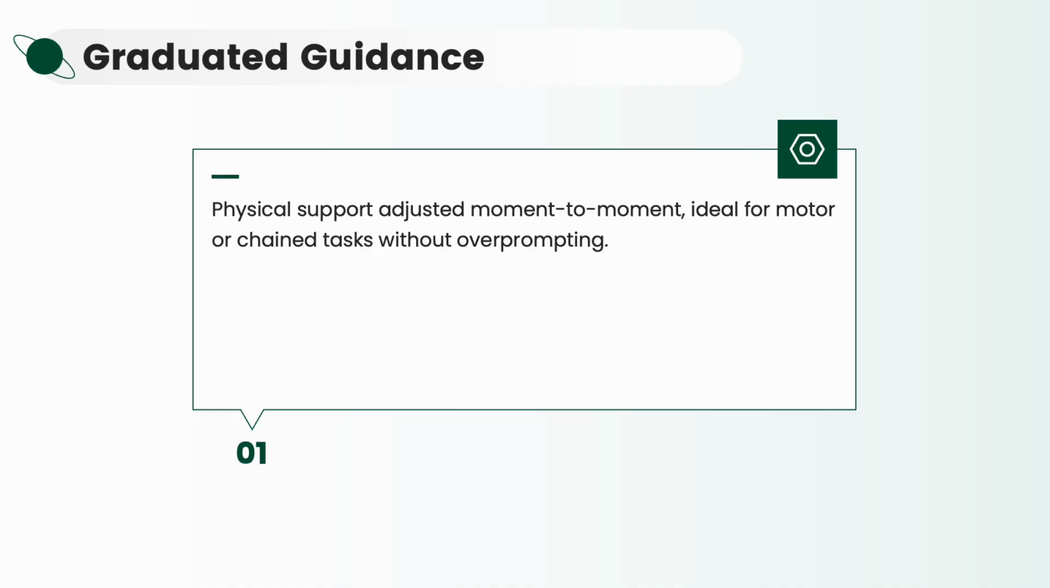Here's an example. When you're teaching washing hands, you guide their hands under the water, then reduce pressure, then just hover nearby, then remove support completely. When do we use graduated guidance? Graduated guidance is best for motor skills, chain tasks, and skills that require a fluid movement. Why does it work? It allows for immediate success, smooth fading, and less rigid prompting.